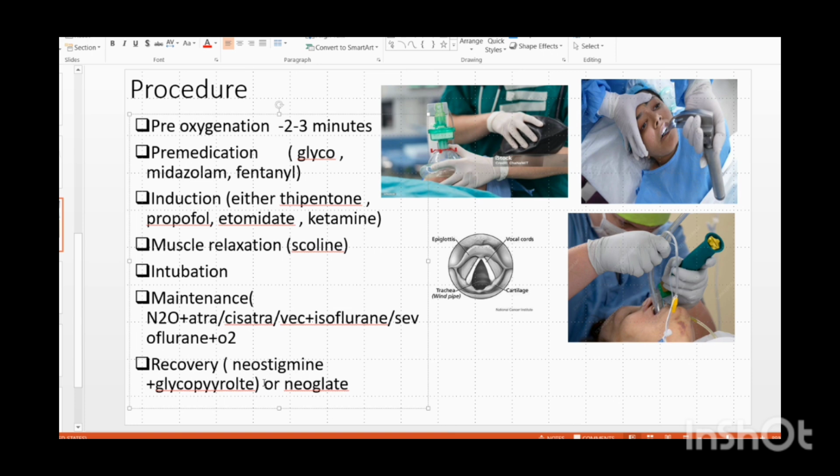But nowadays we have neoglate, where the whole combination is available in only one 5 ml ampule. So we can give this one also. This is also called myopyrrolate, some people call it myopyrrolate. So this is the reversal thing. So I gave some information about this procedure.